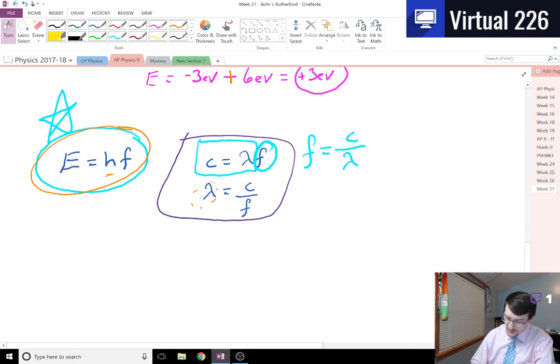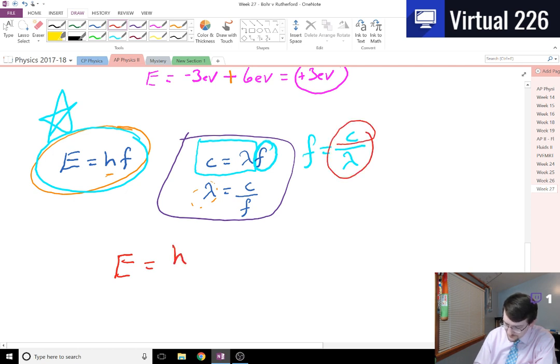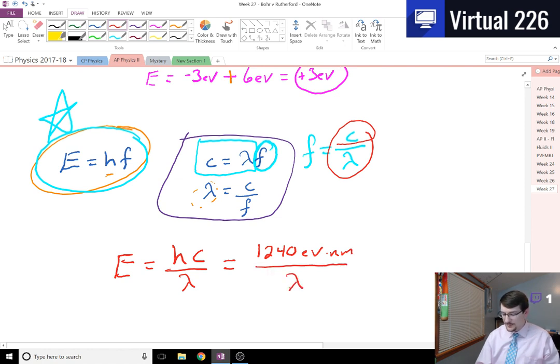So what we can do here is say that our energy is equal to hc over lambda. And hc pops up often enough in modern physics that it actually has a value. It has a value of 1239, or most people just round it up to 1240 electron volt nanometers, divided by lambda. Now, if we just have the energy here, we can put that in the equation and solve this out.